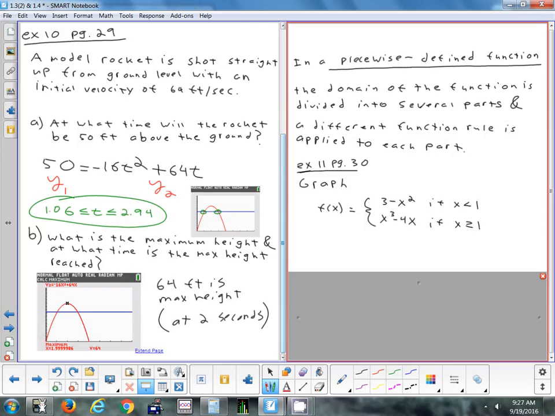I could split it up into 3 parts. I could say if you're less than 0, do this. If you're equal to 0, do this. If you're greater than 0, do that. Right? So you're just basically telling somebody when to use which formula. And you only use these formulas under the conditions written down.